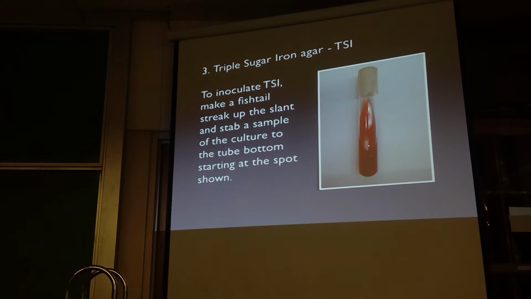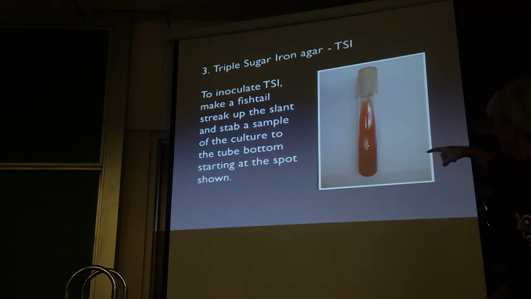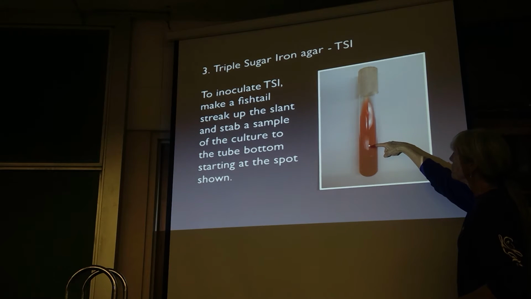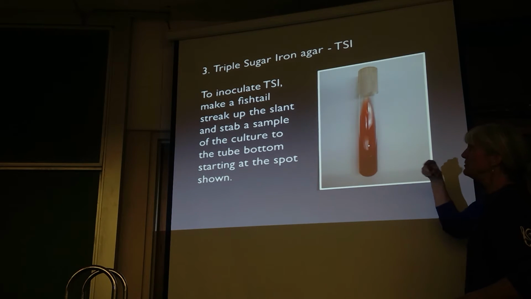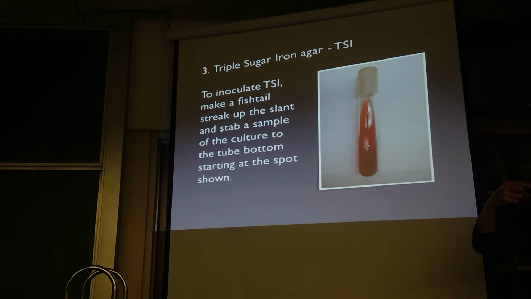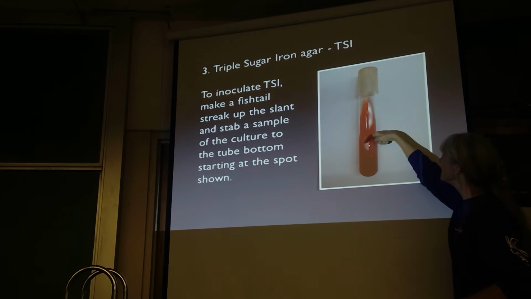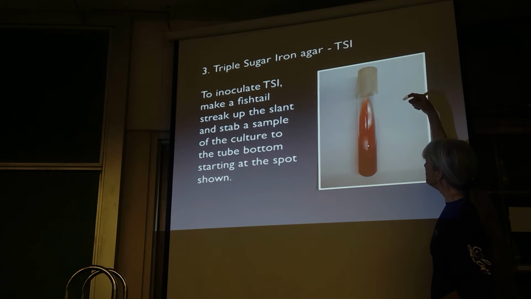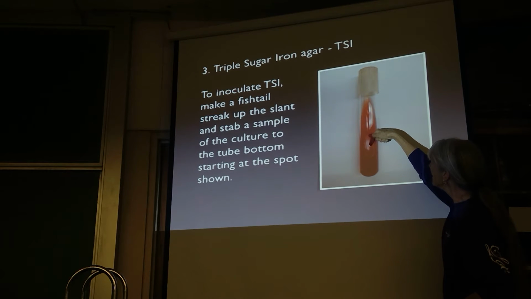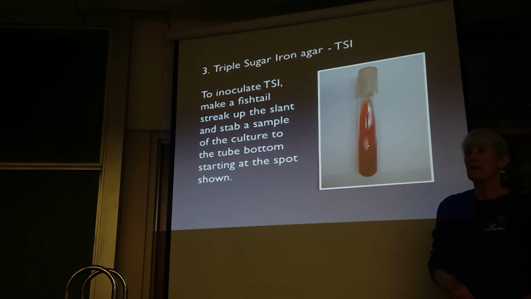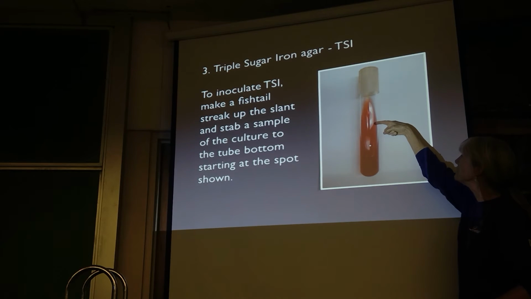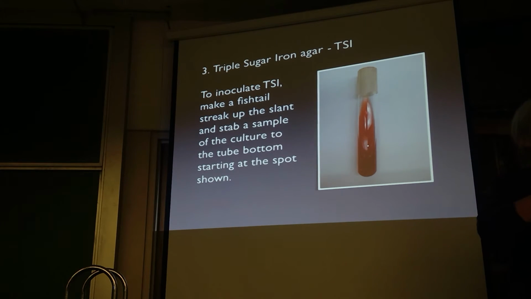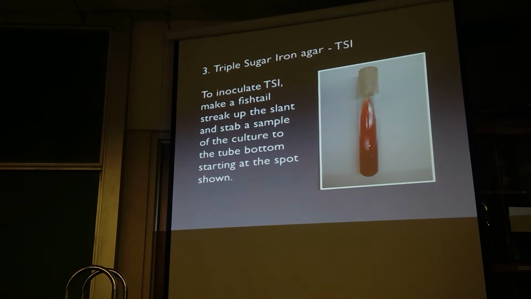See this little white spot? That's an indication of where you should stab. So to inoculate the triple sugar iron medium, again, use a loop. You're going to pick up a visible amount of your bacteria. You're going to streak from the bottom of the slant to the top, fishtail, back and forth, and then put your loop about there and stab it to the bottom. If you try to stab to the bottom from up here someplace, you're going to put the handle of your loop into the medium, and you don't want to do that because it's not sterile.